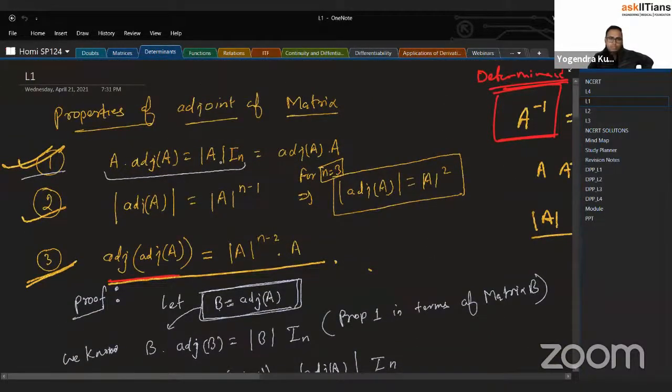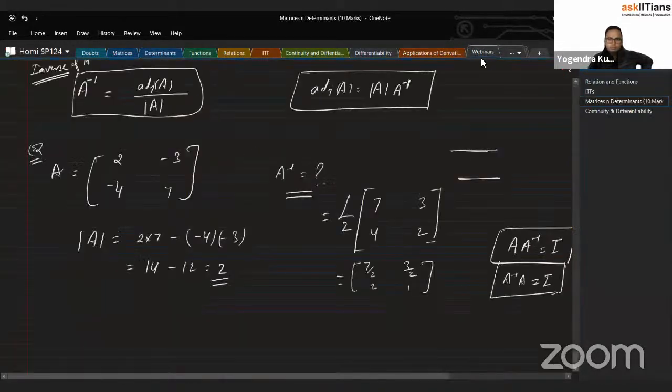A into adjoint of A is what? Determinant of A. If you take the determinant on both sides, here when I'm taking the determinant on both sides, what will we get? Determinant of A to the power n minus 1. That is what we are going to get here. So this proof is all done there. So remember these basic properties.